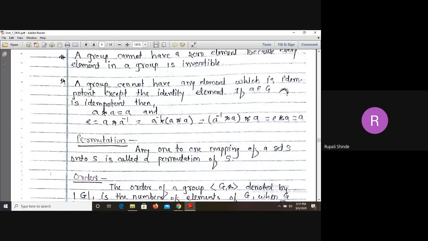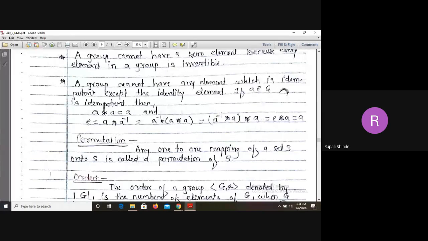Next one: a group cannot have any element which is idempotent except the identity element. If A belongs to G is idempotent, then... So what is the meaning of idempotent property? Here they have written A star A is equal to A. So this is the idempotent property. A group cannot have any element which is idempotent except the identity element. So only the identity element can have the idempotent property. This is the meaning of this statement.